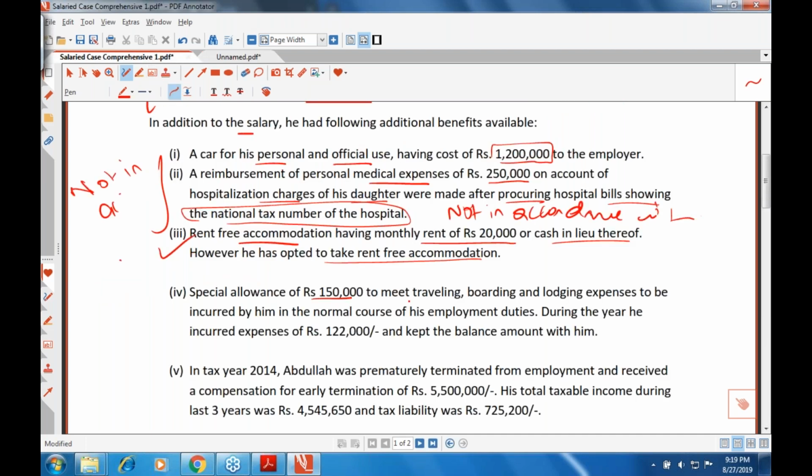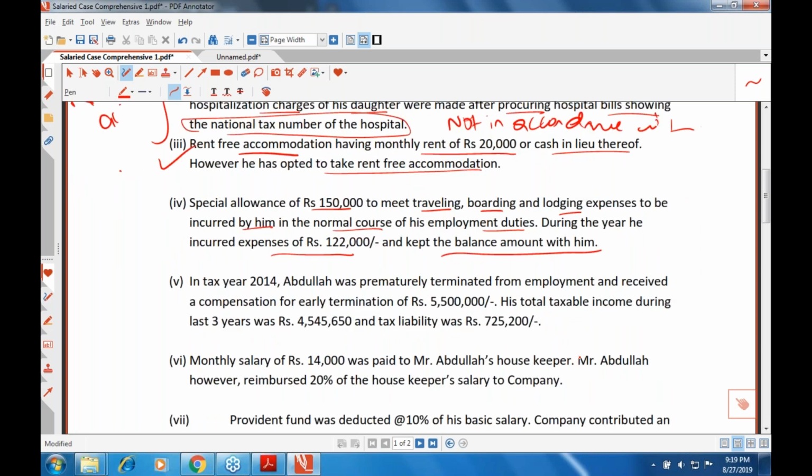It says a special allowance of 150,000 to meet traveling, boarding and lodging expenses to be incurred by him. In the normal course of his employment duties during the year, he incurred expenses of 122,000 and kept a balance amount with him. I did tell you while discussing the income from salary that if you get any allowances for your trip for the business, and if there is any amount left over and you are being given that amount by the employer, then such amount is also exempt from tax. So this is actually going to be exempt from tax.